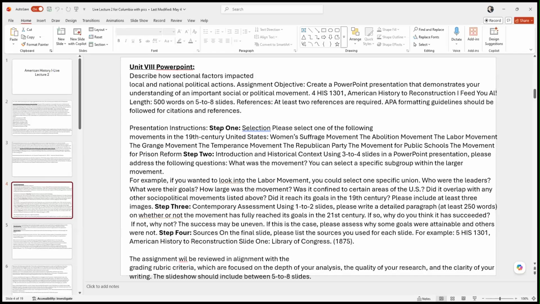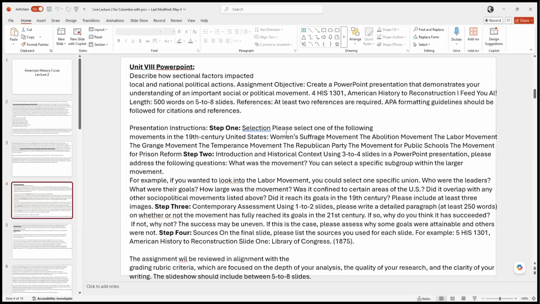You can choose from the women's suffrage movement, the abolition movement to get rid of slavery, the labor movement as far as trying to get unions and things like that, the Grange movement, which was a movement amongst farmers and agricultural producers, the temperance movement to try to get rid of alcohol. Actually, my great grandmother was involved in that, believe it or not. The Republican Party, the movement for public schools, and the movement for prison reform.